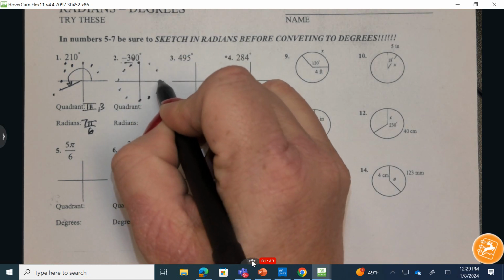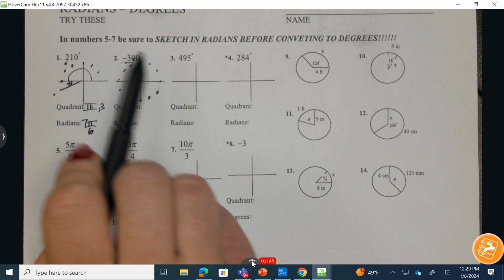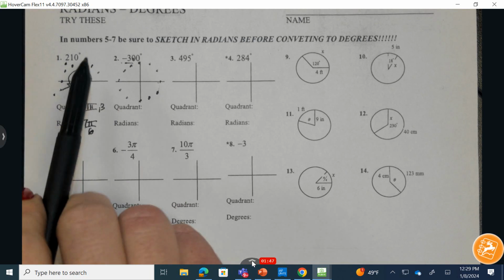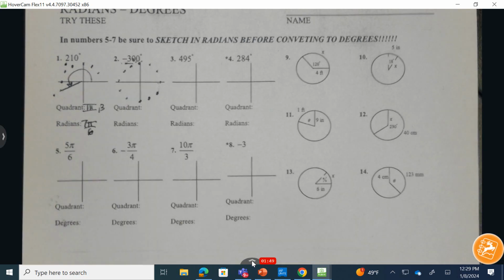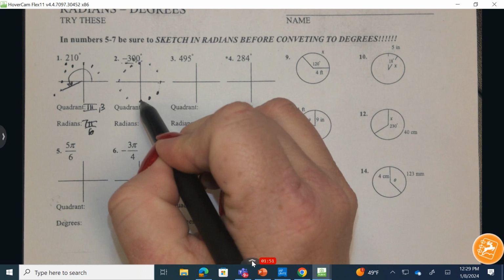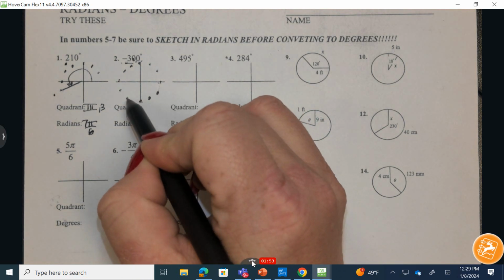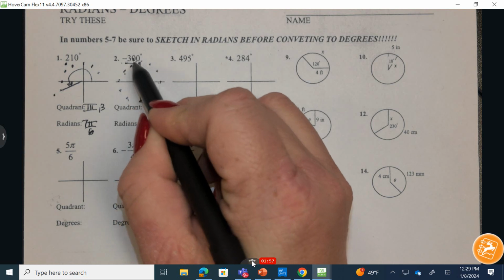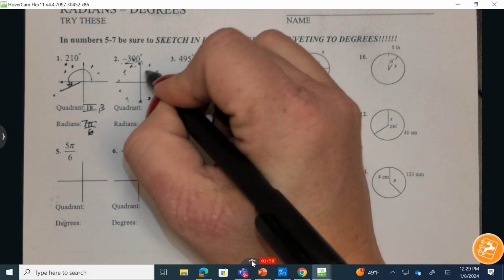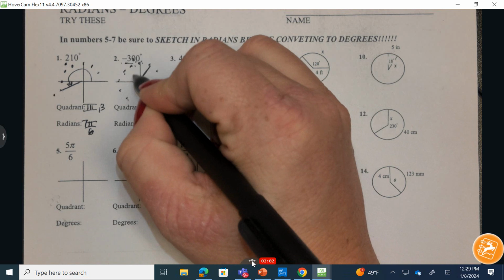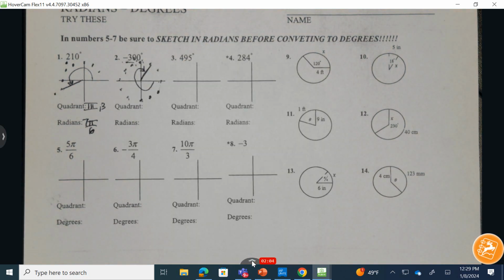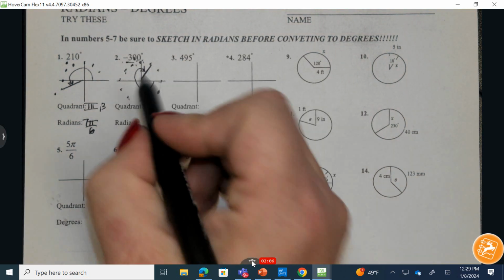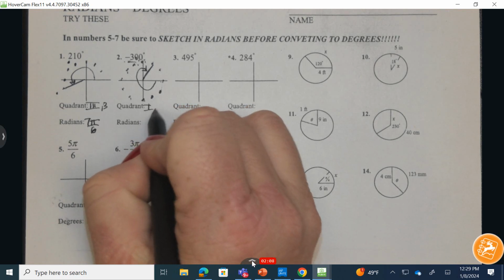10, 11, 12. Now, I'm counting in my mind by radians, but I don't know why I was doing that because I needed to go by 30. So 3, 6, 9, 12, 15, 18, 21, 24, 27, and here we go, 30. So right up to this point right here, this would be your negative 300. So this lands in quadrant number 1.